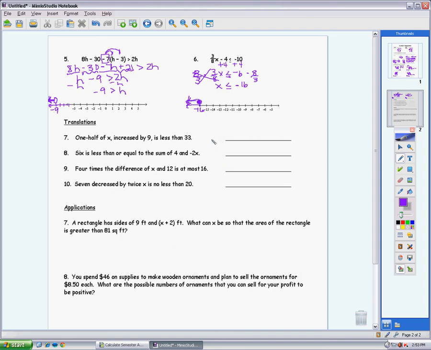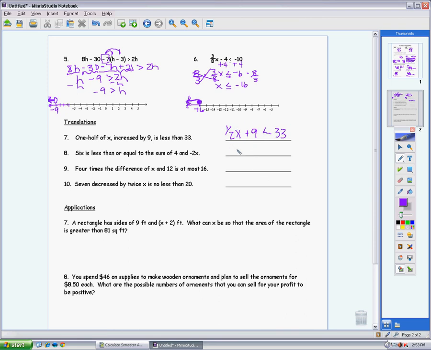Translations. We did lots of translations in the first unit. So if we have 1/2 of x, so 1/2 of x increased by 9, so that means I'm adding 9, is less than, so there's my less than sign, 33. And here's my expression.